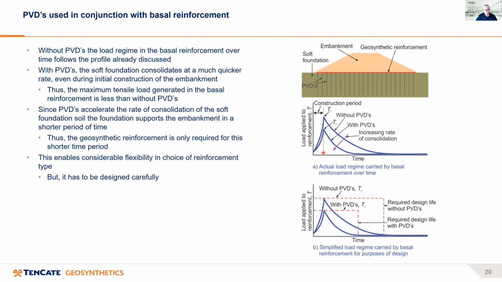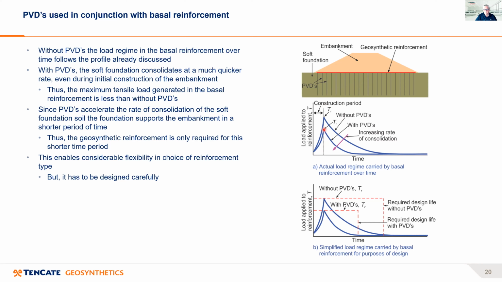When we use wick drains, the same thing occurs, but with slightly different magnitudes. As we build the embankment with the wick drains, the loads in the reinforcement increase, and they reach a maximum when the embankment is completed. But you'll see that the load in the reinforcement is not the same as if we have no wick drains. The reason is that even during the time we're building the embankment, this soft foundation soil is already consolidating with the wick drains and gaining some strength. And so the load in the reinforcement never reaches the same level as in the case where we don't have any wick drains.